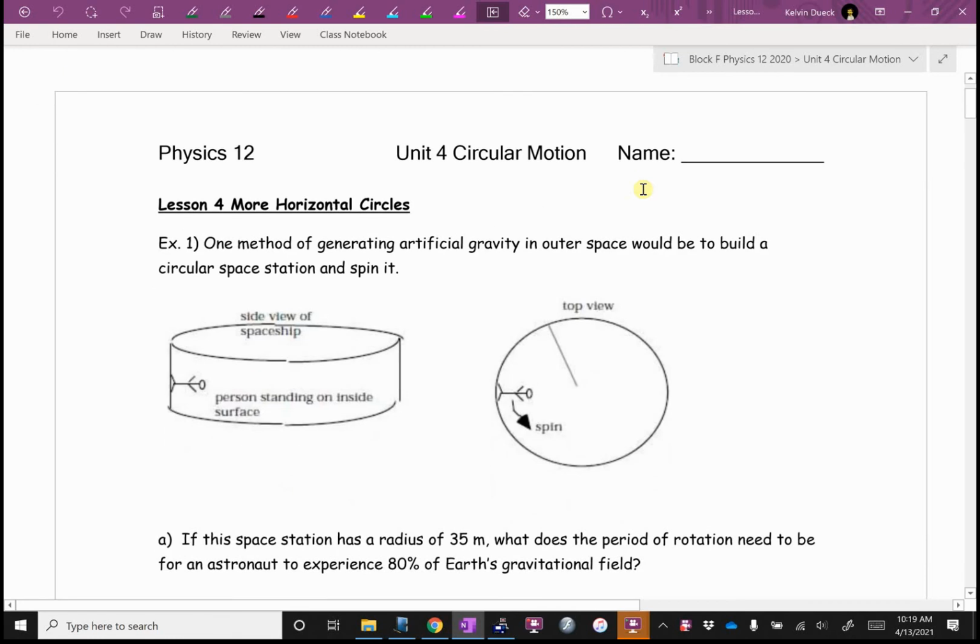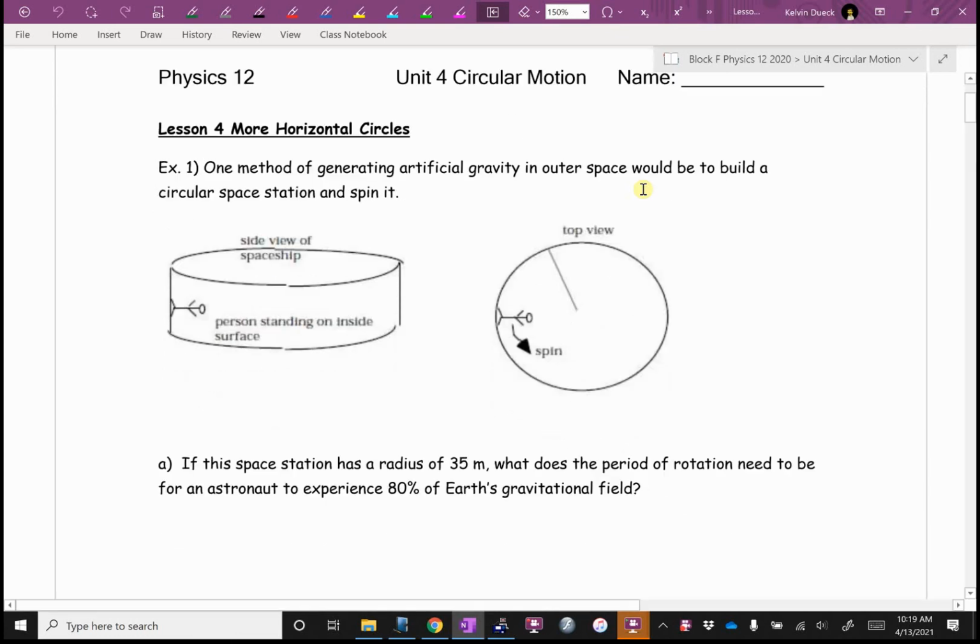One neat example of a horizontal circle would be artificial gravity. One method of generating artificial gravity in outer space would be to build a circular space station and spin it. Question A says, if this space station has a radius of 35 meters, what does the period of rotation need to be for an astronaut to experience 80% of Earth's gravitational field? In other words, 80% of a G.